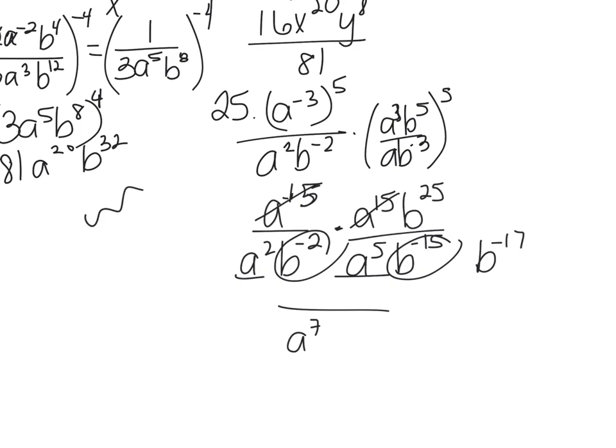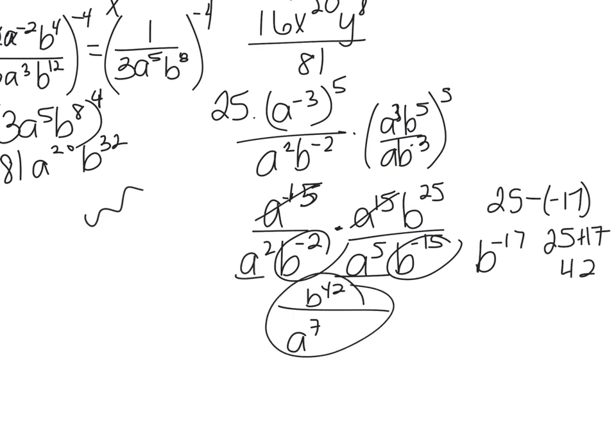And here's where it gets tricky. This is 25 minus negative 17. So it becomes 25 plus 17, which is 42. So b to the 42 over a to the 7th is your final answer.